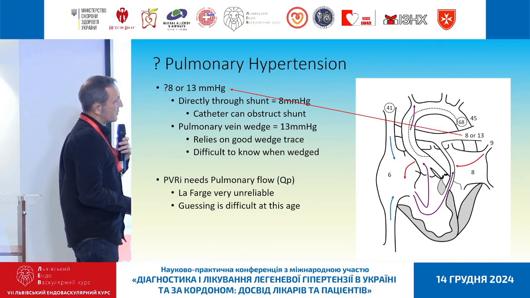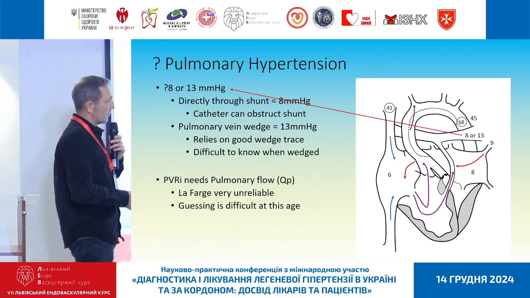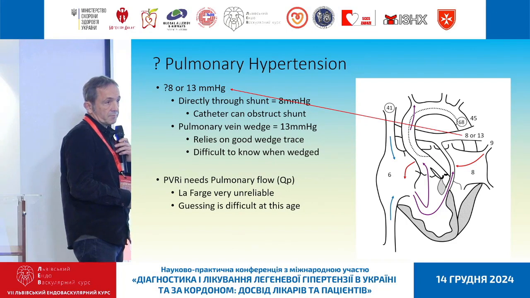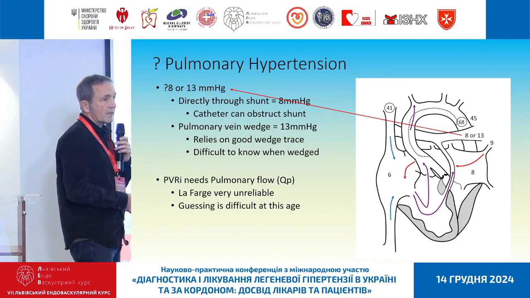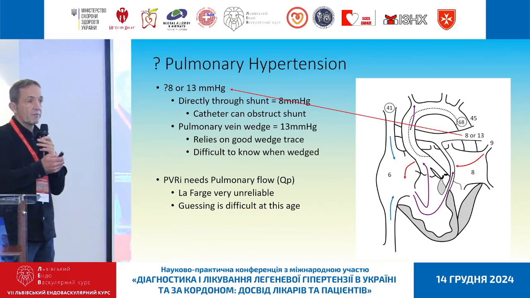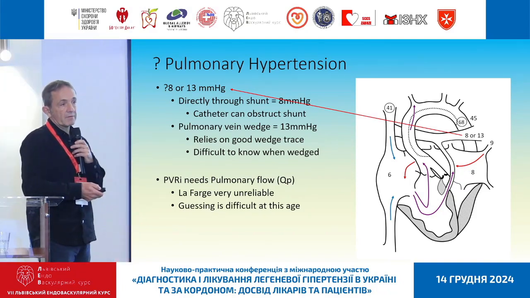When you put a catheter up a big shunt, a shunt like that, you partly block the shunt and you drop the pressure. And in this case, the pressure measured going up the shunt was 8 millimeters of mercury. On the other hand, when you put a catheter into the pulmonary vein and you wedge it, you see a flattening of the trace and the pressure goes up, but you don't know if you're just obstructing the pulmonary vein or whether you've really wedged it. It can be very difficult to tell.